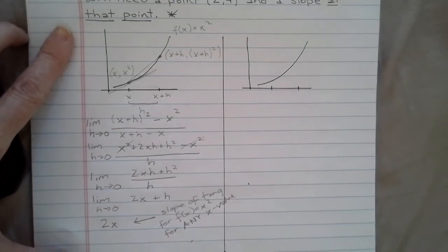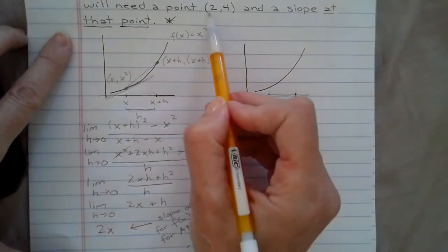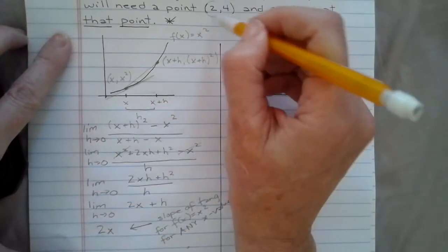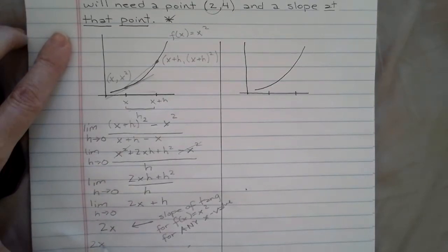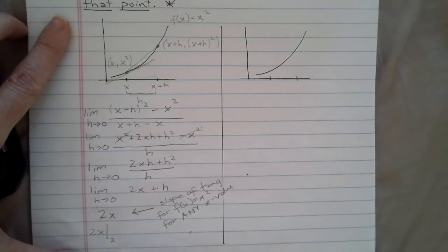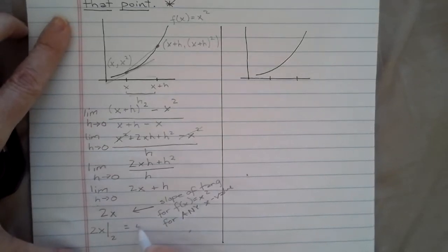And the x value that we want is this one. We want to find the slope at the point 2,4. So slope at point 2,4 means we're going to take this equation for a slope and we're going to plug in a 2. This line means evaluate. And we're going to get 4.